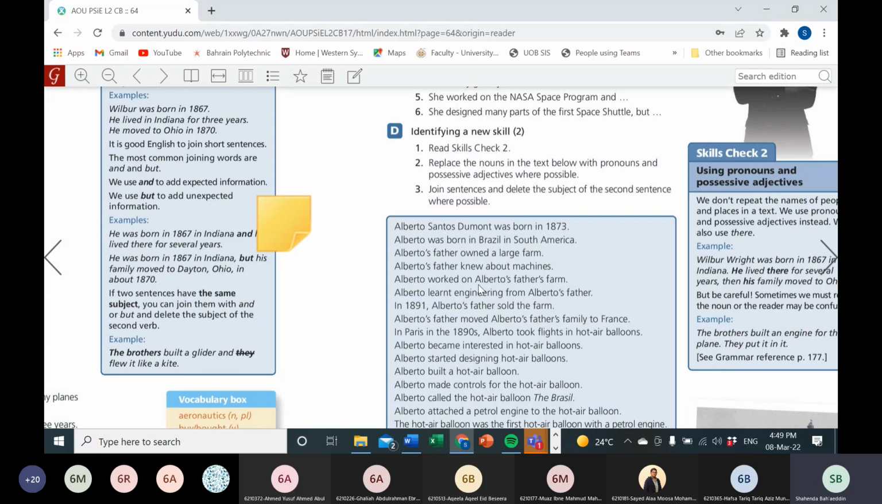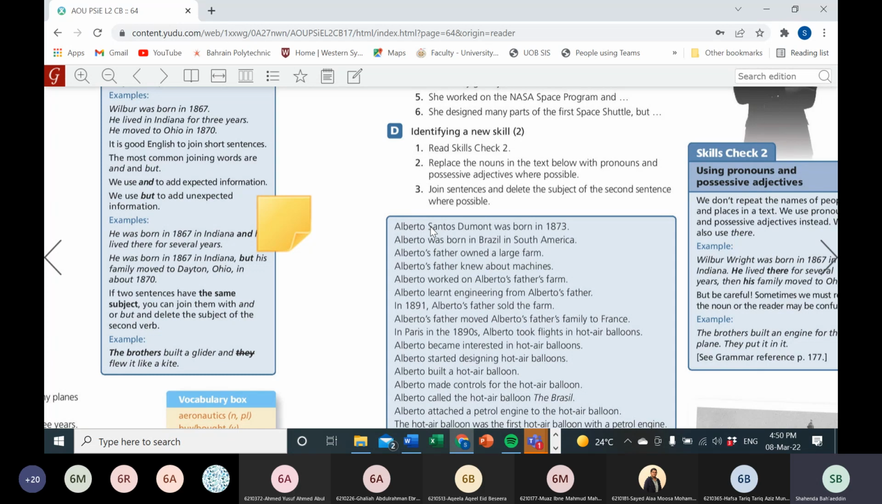The second question, number 3, is asking you to do what? To join sentences and delete the subject of the second sentence where possible. So, for example, if you look at the first sentence, Alberto Santos was born in 1873. Alberto was born in Brazil in South America. Do I have to repeat? I want to join these two sentences. What will I add then? How will I solve this problem?